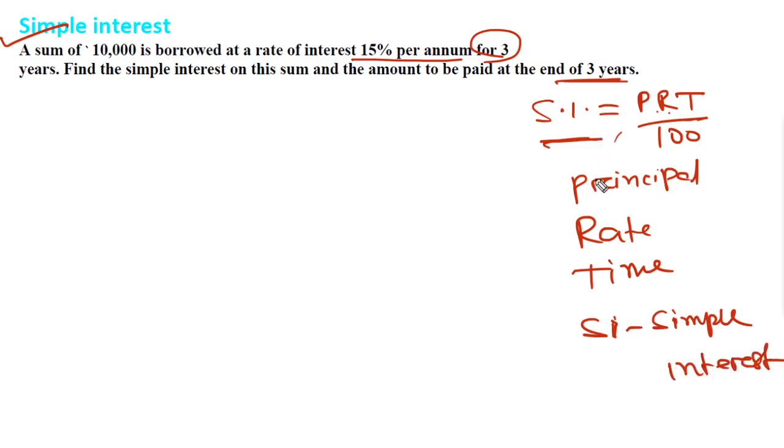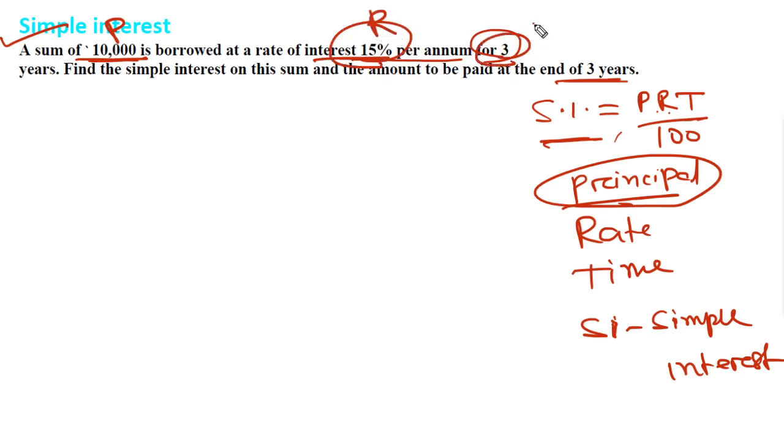Okay, so here who is principal? Principal is the amount that is borrowed. So this is your P, principal. Rate of interest is 15% per annum. So this is your R. Time is 3 years. This is your T. Now what we have to find? Simple interest.